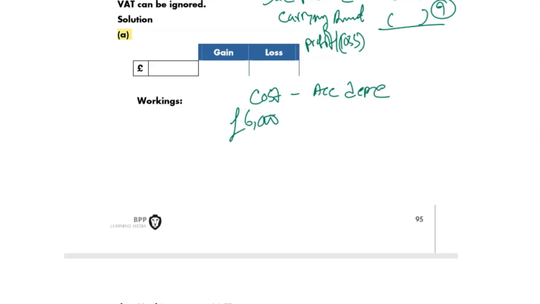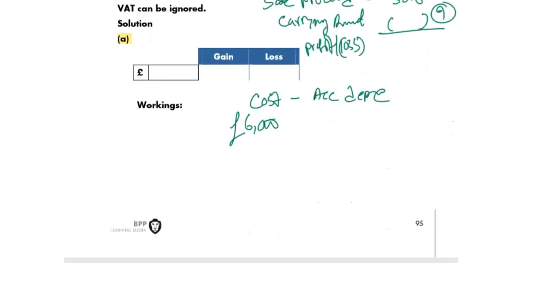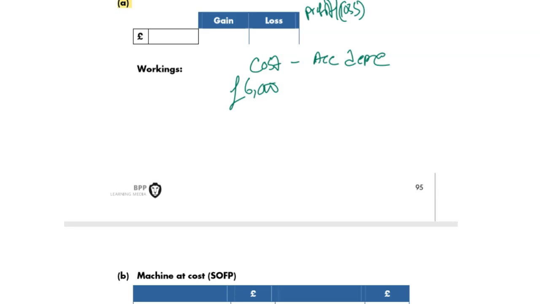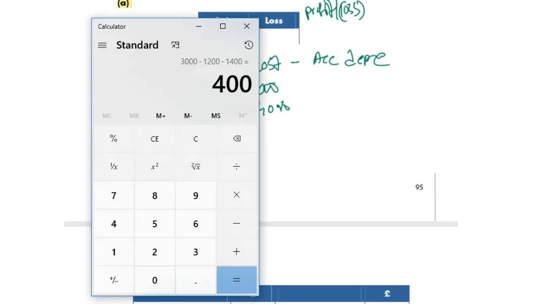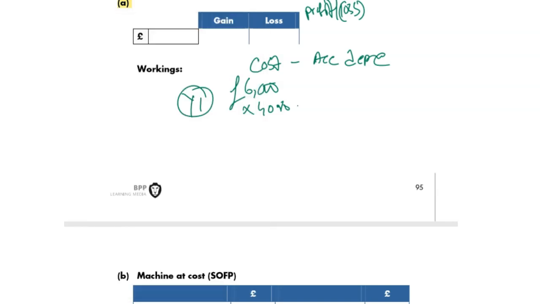So 40%, they said. Let's check it out. Yes, 40% diminishing method. 6,000 times 40%, let's assume this is year 1. We have to do two years of depreciation. So 6,000 times 40% gives 2,400, which is the depreciation. We take it away from 6,000 to get the carrying amount for year 1.